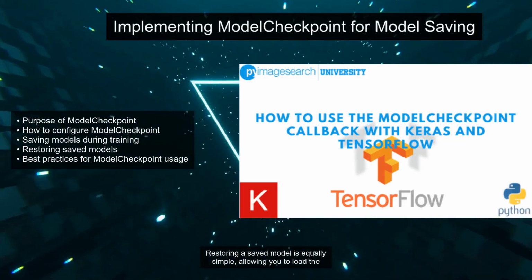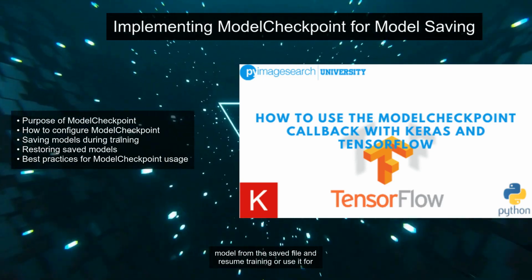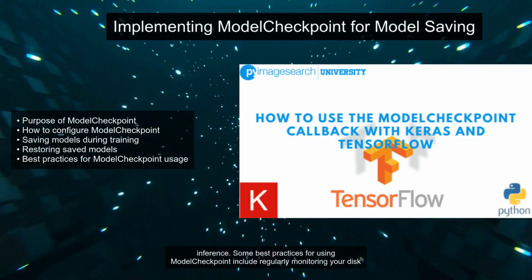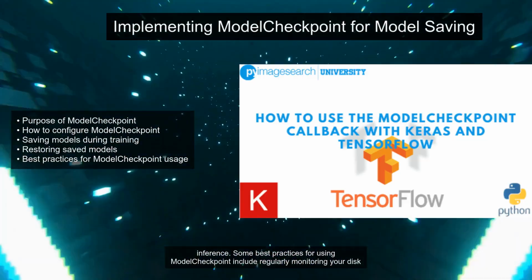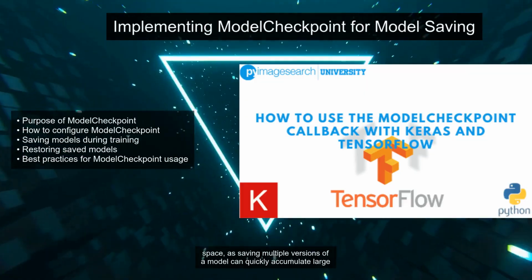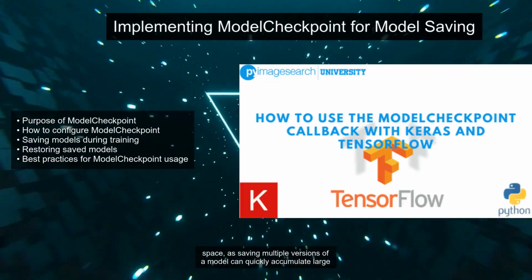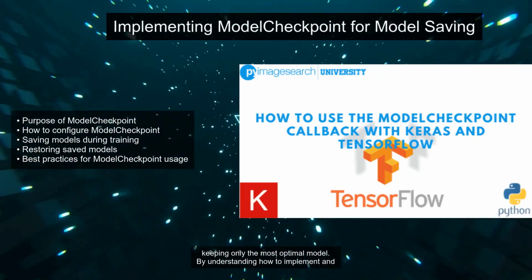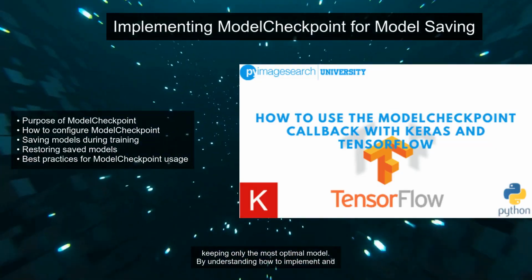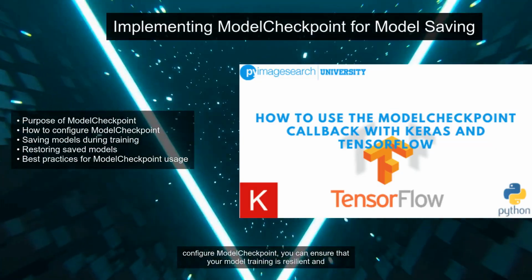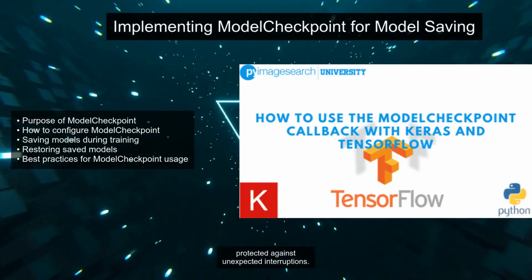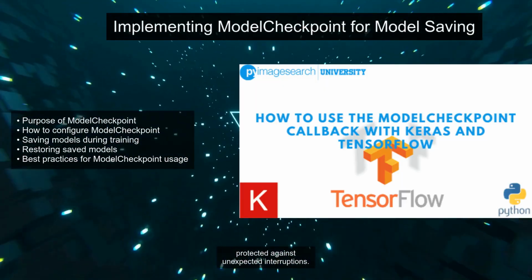Restoring a saved model is equally simple, allowing you to load the model from the saved file and resume training or use it for inference. Some best practices for using model checkpoint include regularly monitoring your disk space, as saving multiple versions of a model can quickly accumulate large amounts of data, and using the save_best_only option to conserve space by keeping only the most optimal model. By understanding how to implement and configure model checkpoint, you can ensure that your model training is resilient and protected against unexpected interruptions.